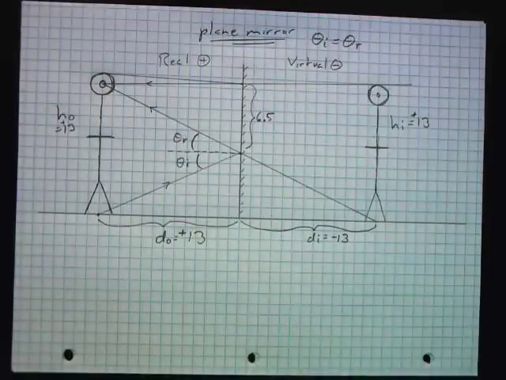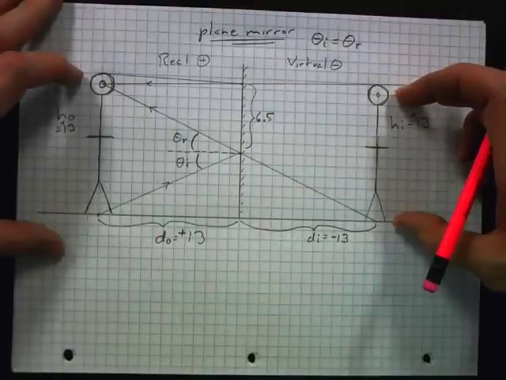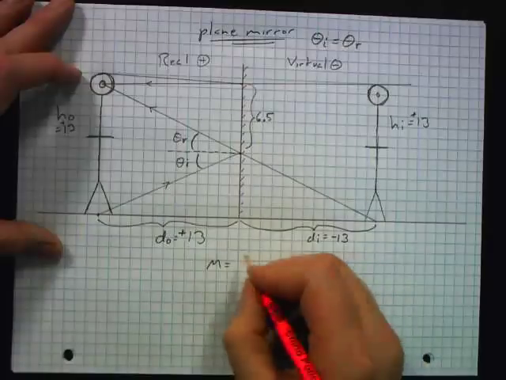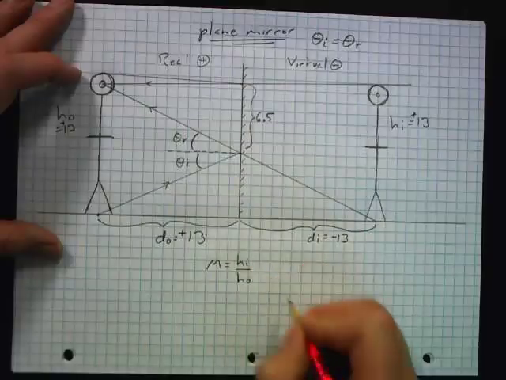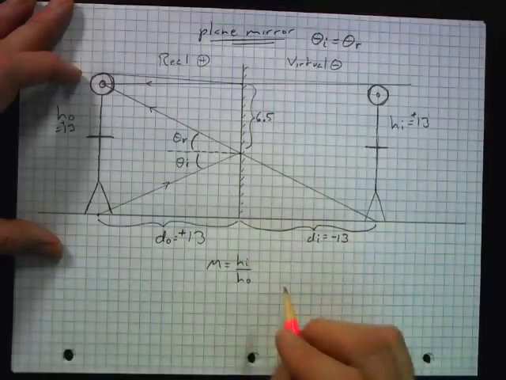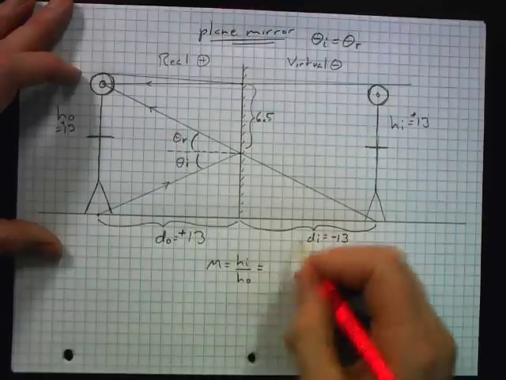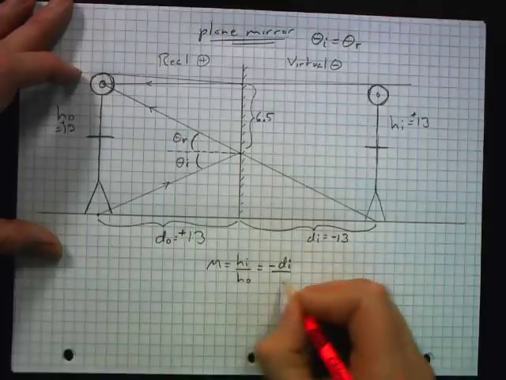Okay. Let's see, what else do we want to have here? These are not magnified. They are the same size. Matter of fact, I'm going to introduce the equation for magnification now. Magnification is equal to the height of an image over the height of an object. If the image is bigger than the object, it's magnified, and it has a magnification which is greater than 1. It is also equal to the negative of the distance to the image over the distance to the object.